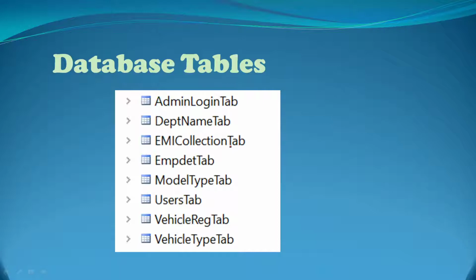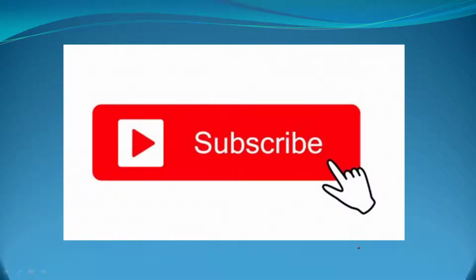EMI collection: this is the main table to collect the EMI. Employee detail table, where you can store employee details. Model type, which is the vehicle model type. Users table, for people like customers who sign up, that information. Vehicle registration table, where all the vehicles which are registered, that information will be stored. Vehicle type: what are the different types of vehicle available, that information can be stored in this table. So these are the tables used in this project.